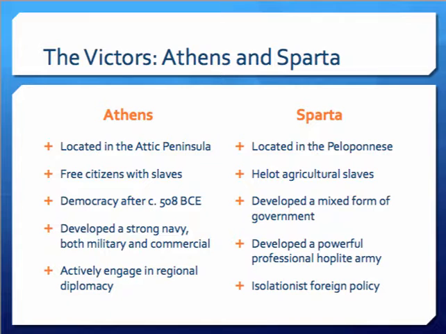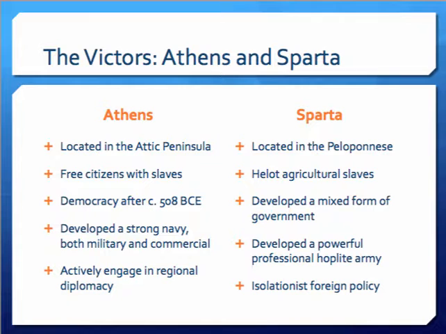As I mentioned a moment ago, they develop a strong navy that is both for military and commercial purposes, and they are actively engaged in regional diplomacy. One might say a little too engaged in regional diplomacy. Okay? They are very much outward-looking, very much about being an active participant in the diplomatic game of not only the Greek city-states, but also of the Eastern Mediterranean.